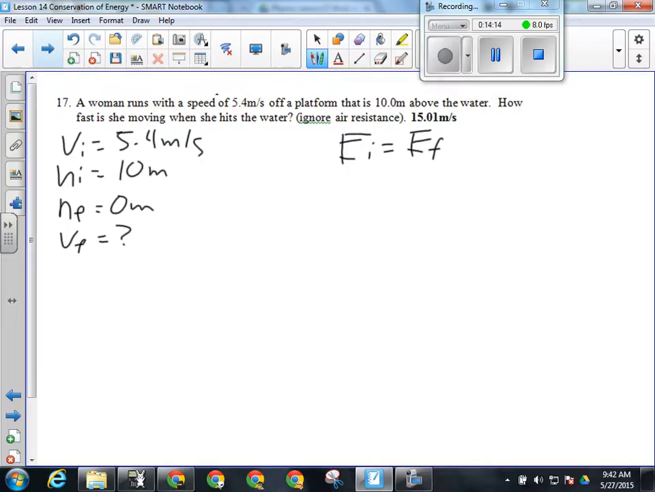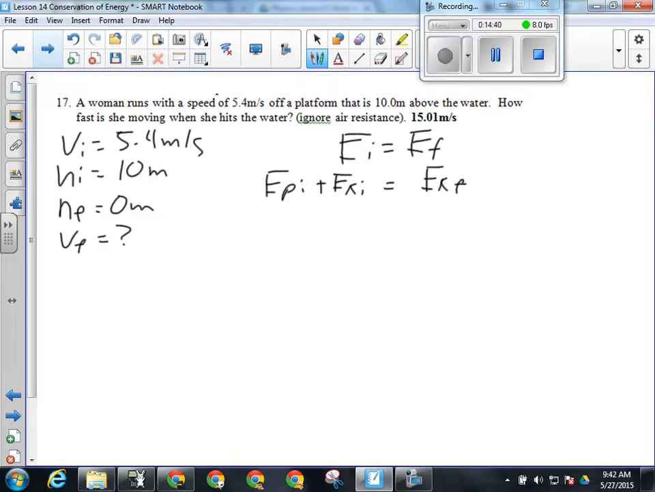So we've got then the initial energy. Well, she's moving, and she's above the ground. Does she have both kinds? So we got initial potential, and we've got initial kinetic. Do we have any final potential? No, because she's hitting the lowest point. Her height will be zero. But we're trying to find how fast she's going, which would imply she does have some of that.